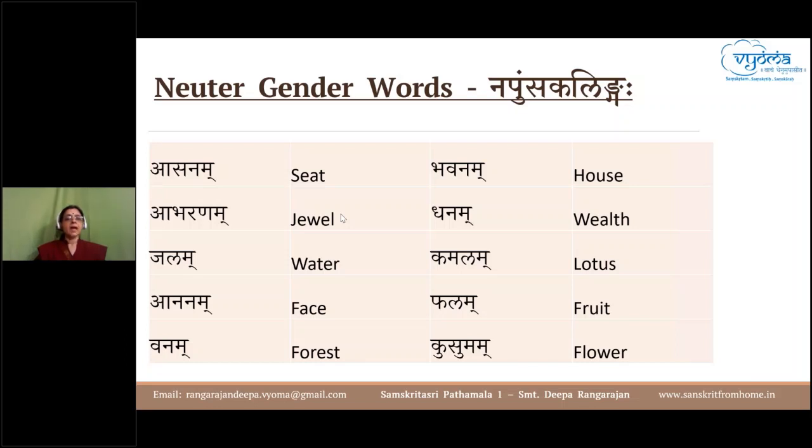Ananam. Face. There are 2 nakaras, one after the other. Ananam. Face. Vanam. Forest. Very good. You can continue with the rest. Bhavanam. House. Dhanam. Wealth. Kamalam. Lotus. Phalam. Fruit. Here again, it is not pa, it is pha. You should pronounce the pa with the hakara distinctly. Can you try that one more time? Phalam. Very good. Fruit. Kusumam. Flower. Very nice. Thank you. Dhanyavada.